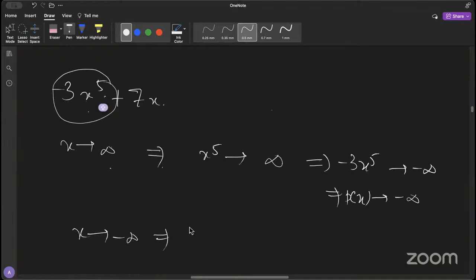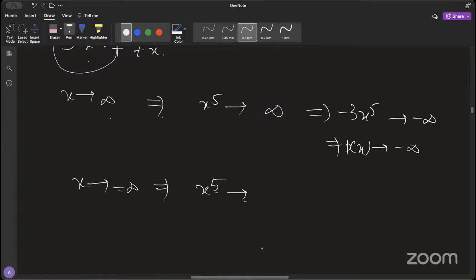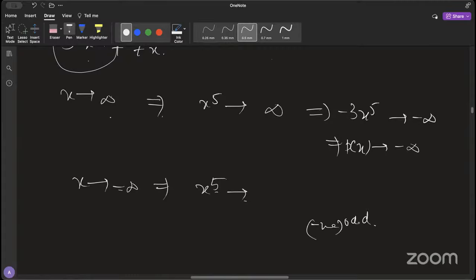Now if x goes to minus infinity, this means x to the power 5, because 5 is odd, right? What should happen here? If x goes to minus infinity, x to the power 5 goes to what? A negative number. If you have a negative number raised to an odd power, this gives you a negative number, right? Yes, sir. And if you have a negative number raised to an even power, it's a positive number. So x to the power 5 will go to minus infinity. And what about x to the power 4?